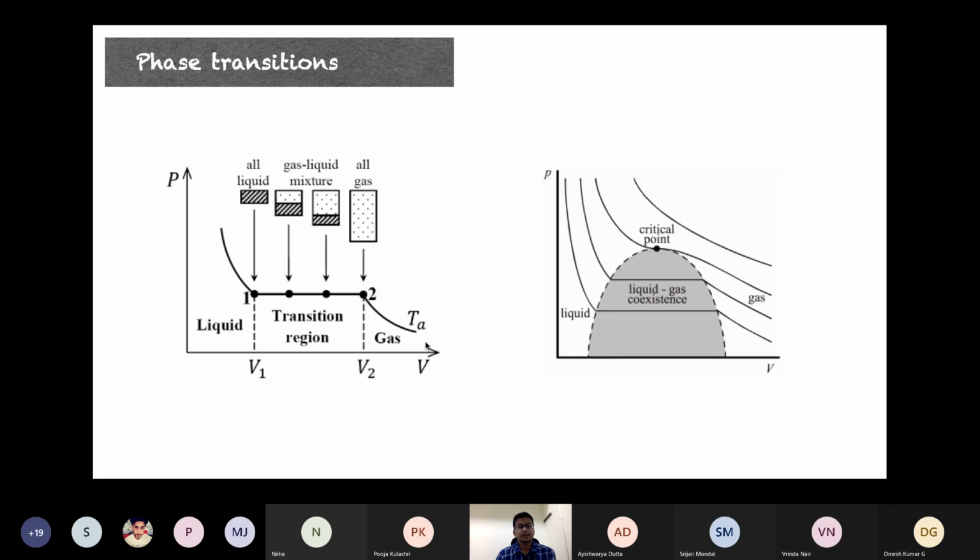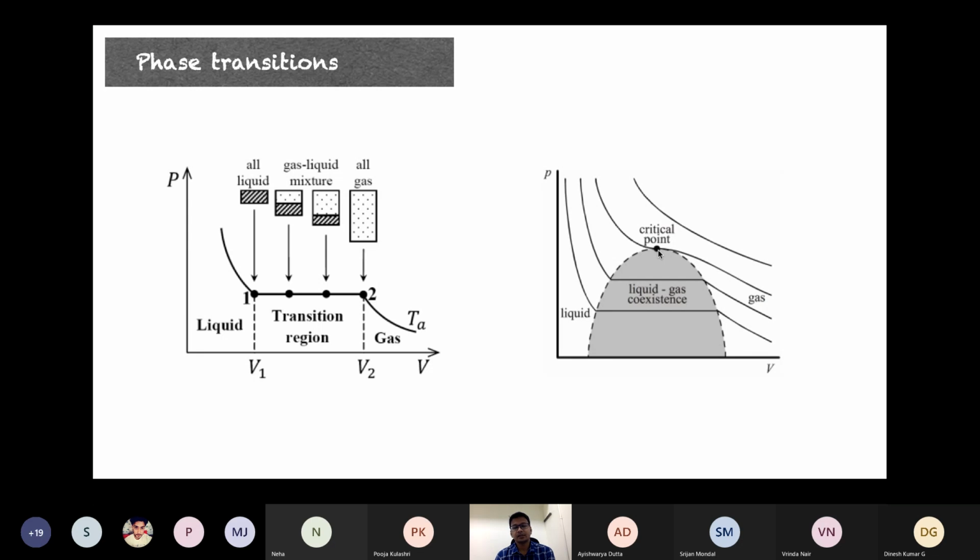So this is again at a given temperature. Here it is TA. TA is just a number. It can be T1, 2, 3, something like that. Now, if you focus on the right side diagram, you see there are many isotherms, let's say T1, T2, T3, T4, like that. So what you do is you are increasing the temperature from T1 to T2, and this area is called the coexistence area. The width of this line decreases, and it terminates at a point.